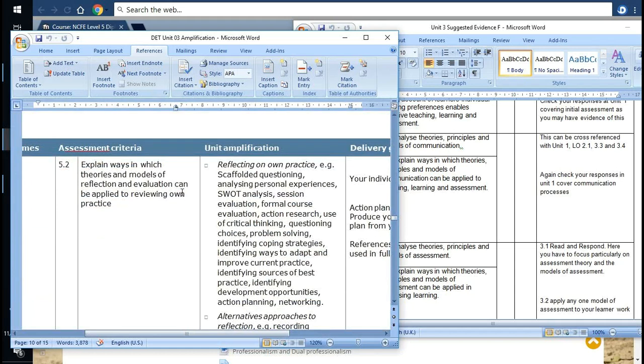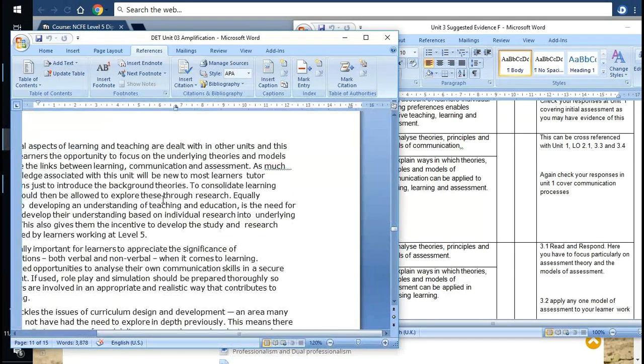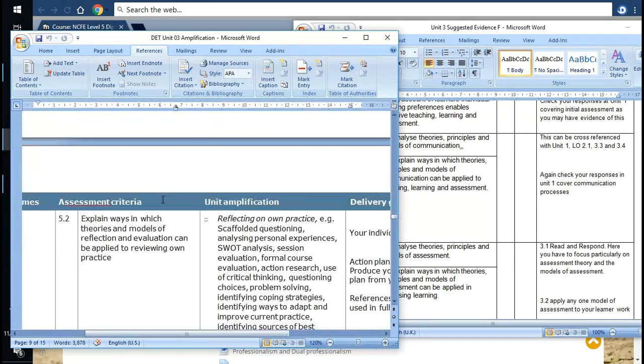And 5.2, explain ways in which theories and models of reflection and evaluation can be applied to reviewing your own practice. So that's it again. How does it apply to me? Yeah. How does that apply to you? Every time I saw that one, I didn't know how to answer it. Well, that's the answer.